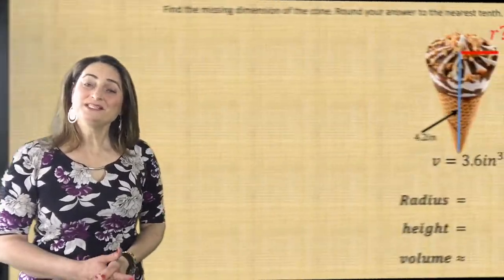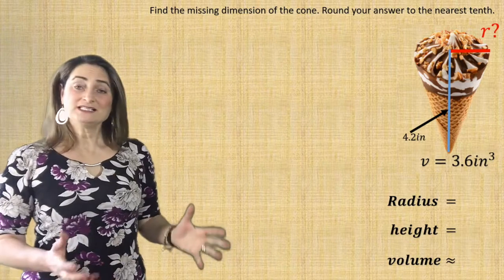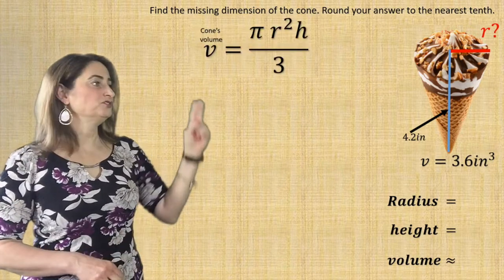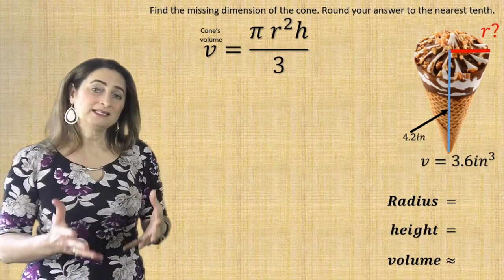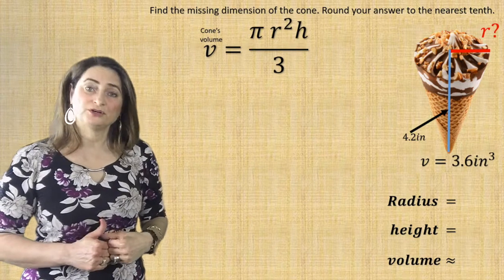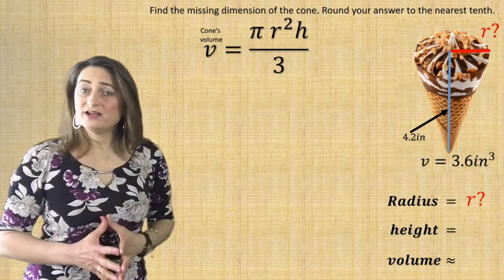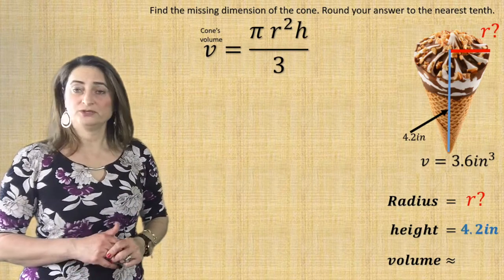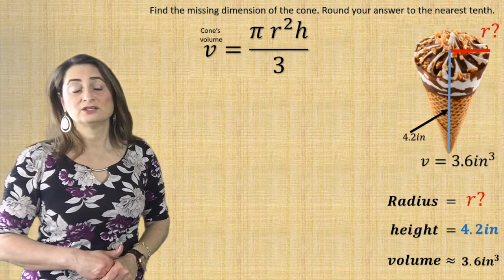Now let's find the missing dimension of this ice cream cone. Since it's in the shape of a cone, then I need the volume of a cone, which is pi r squared times the height divided by 3. Let's figure out what we already know. Do we know the radius? No. And that's what we're trying to find. So that's a question mark. The height is 4.2 inches, and the volume, they gave it to us, which is 3.6 cubic inch.